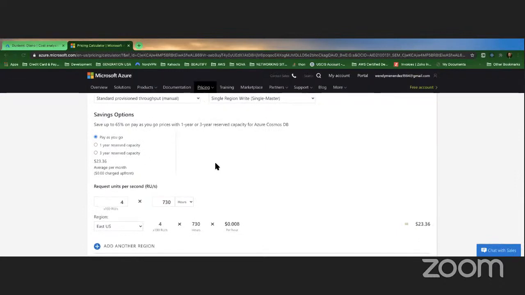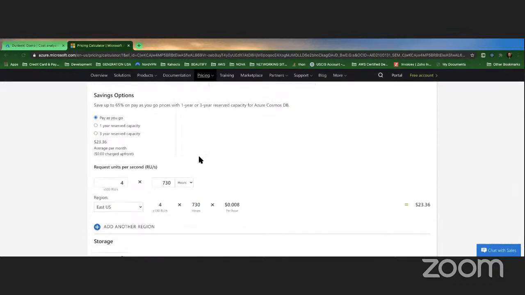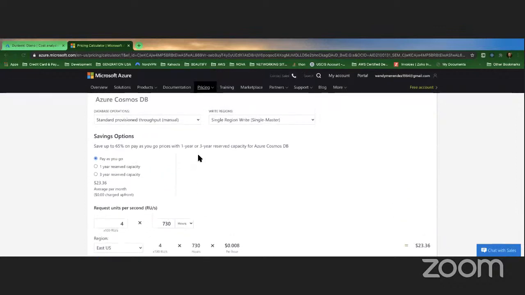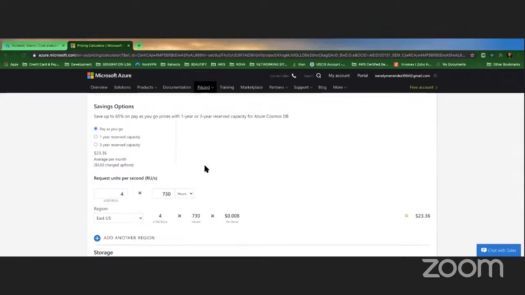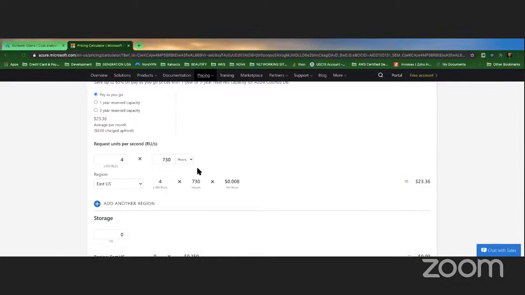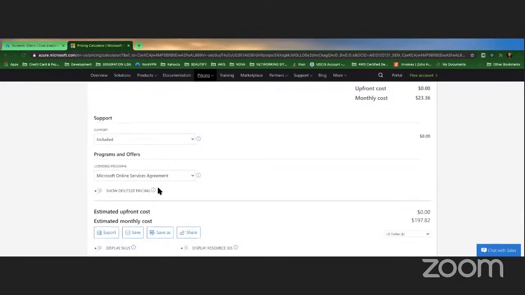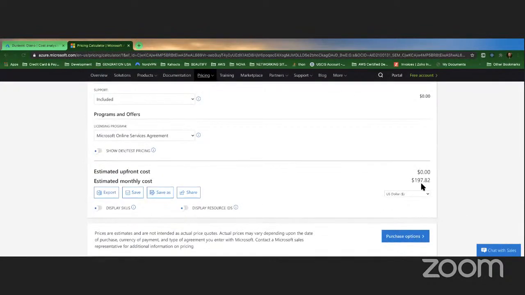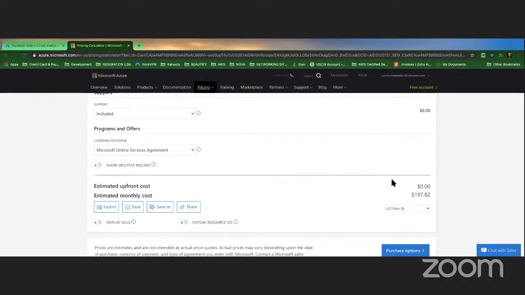In the case of my subscription and yours, there's not much that we can see because it's not a paid subscription. The pricing calculator is more for pay as you go, or for 1 year reserved capacity or 3 year capacity. That's how it works for the pricing calculator. You may choose a different region here if you want to, and it's going to give you the estimated monthly cost for all the resources that you're using.